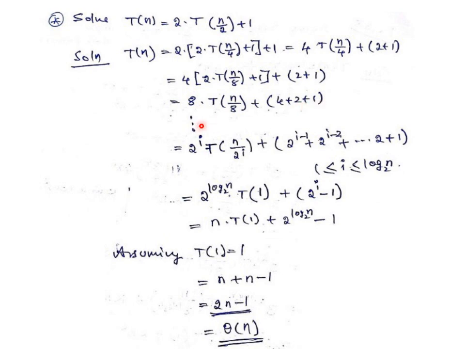And if you write 2 to the power 4, with further substitution, we will get 2 to the power 4 into T of n divided by 2 to the power 4 plus 2 to the power 3 plus 2 to the power 2 plus 2 to the power 1 plus 2 to the power 0. And in general we can write 2 to the power i into T of n divided by 2 to the power i plus 2 to the power i minus 1 plus 2 to the power i minus 2 plus 2 to the power i minus 3 plus ... 2 to the power 1 plus 2 to the power 0.